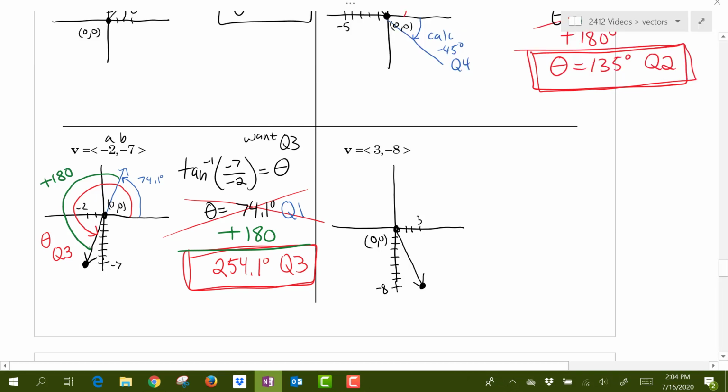So the angle that we want, we'll start at the positive x-axis, rotate around, stop right there. That is a quadrant 4 angle. So the answer I get must be in quadrant 4. So let's use our formula. Tangent inverse, we have -8. We want the second component divided by the first, b divided by a. That gives us our angle theta. Plug that into our calculator.